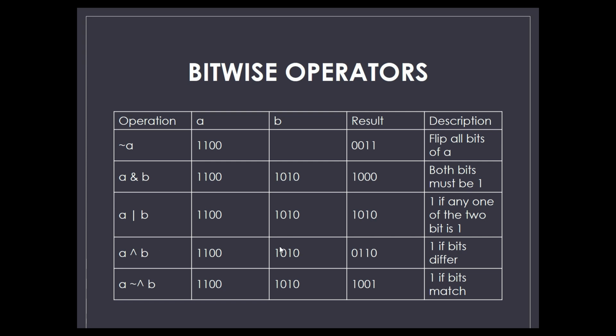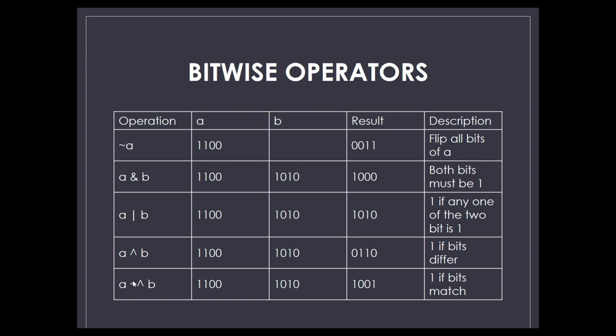Now bitwise XOR. The output is 1 in an XOR operation only if both bits are different. So let's compare each and every bit. LSB 0, 0. The bits are the same, so the output is 0. 1 and 0, the bits are differing, hence the output should be 1. Again, 0, 1. The bits are differing, hence the output should be 1. 1, 1. The bits are the same, so the output should be 0.